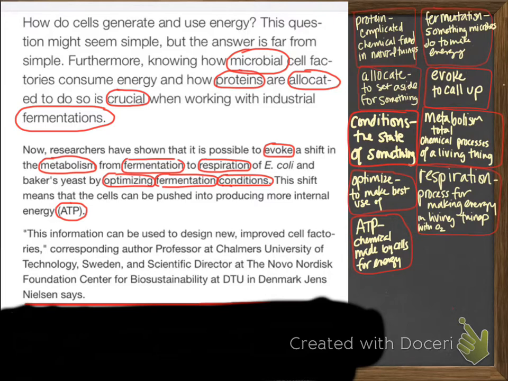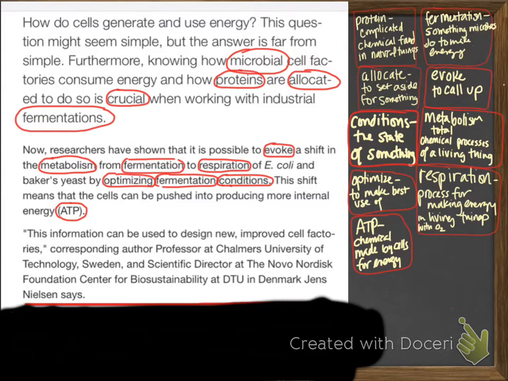So it seems like they're saying now researchers have shown it's possible to make a shift in the chemical processes of a living thing from fermentation to respiration. So those are two different processes that living things use to make energy. So maybe I need to know more about fermentation. We'll get to that. By optimizing, well, optimize was to make the best use of fermentation, that chemical process, conditions, just the way something is.